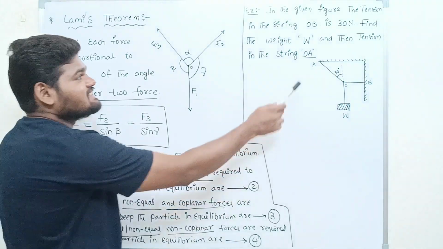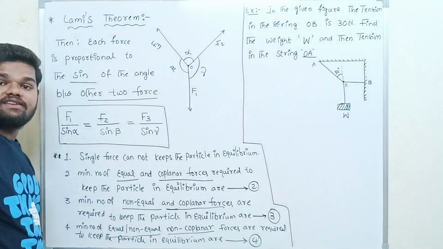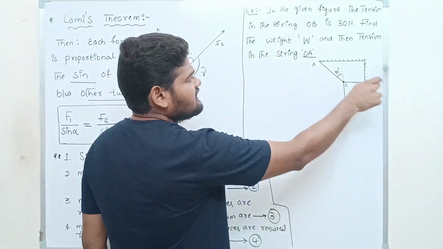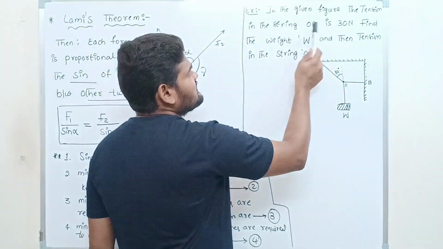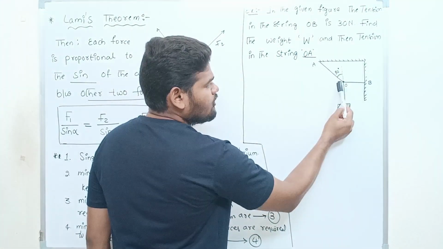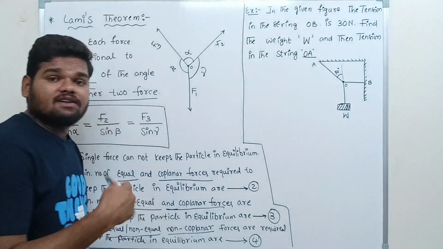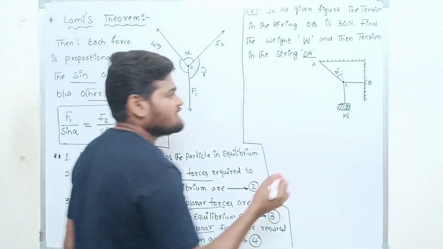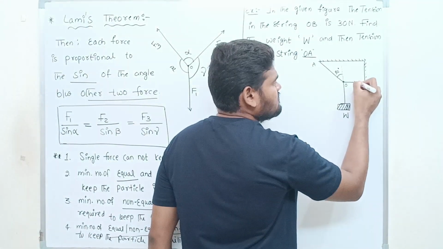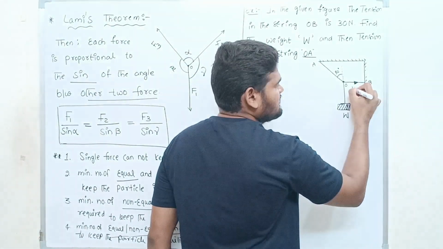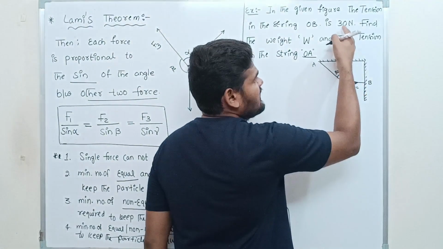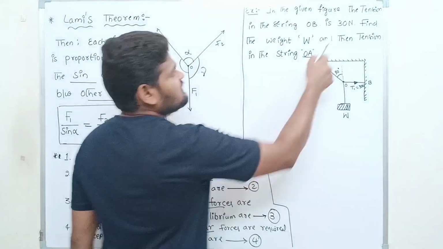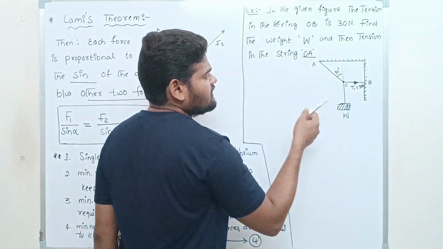Right. So have a look. This is an example problem based on Lami's theorem. Have a look at what is given. In the given figure, the tension in the string OB is 13 newtons. We know that the tension force always acts away from the mass. Then the tension in this string, let us say this is T1, is 30 newtons. Find the weight, capital W. What are they asking?